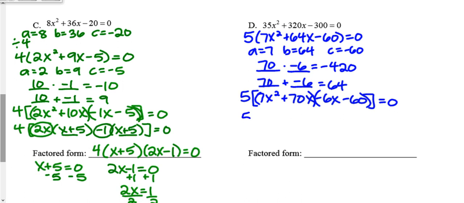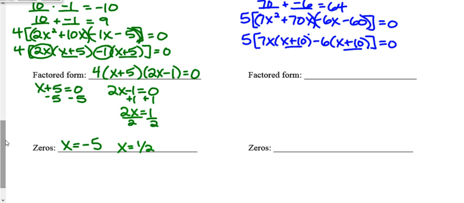So we still have a 5 on the outside. The common factor in the first group would be a 7x, leaving us with x plus 10. And then in the second group, we have a negative 6 as the common factor, leaving us with x plus 10. We know we did this right because the x plus 10s are the same. So now we can write the factored form. So we have a 5. X plus 10 is our first factor, or one of our factors. It doesn't have to be written first. Our other one is 7x minus 6.